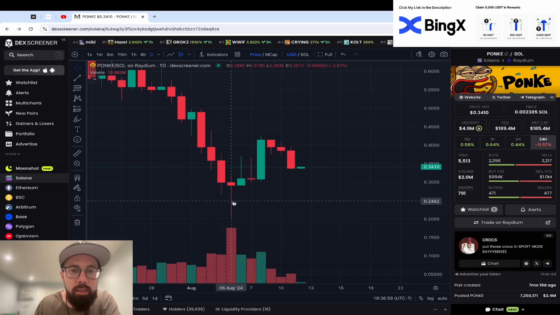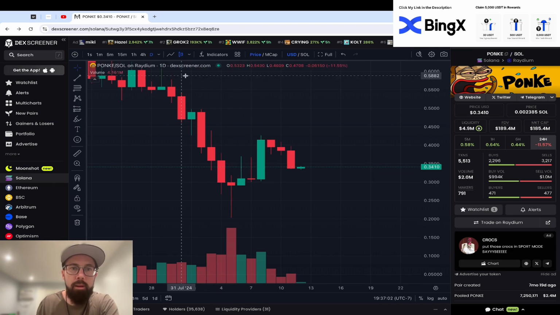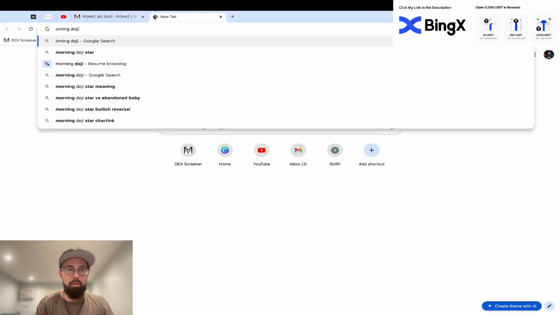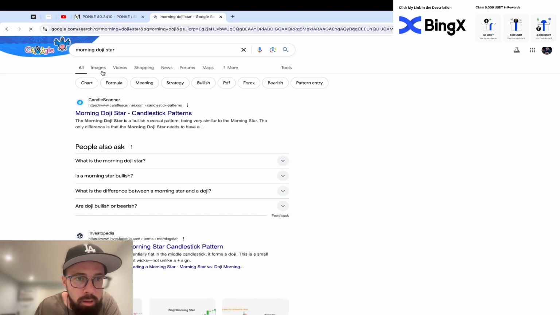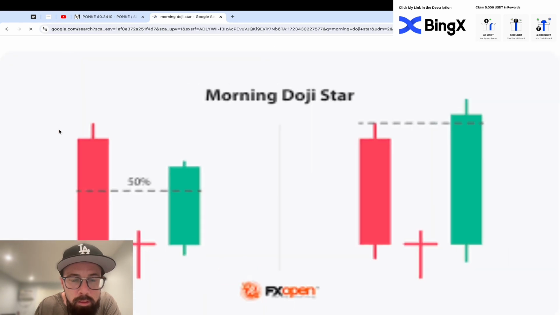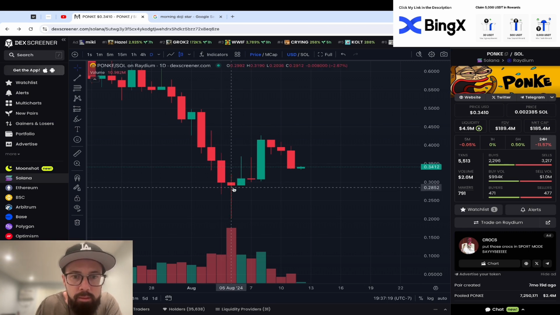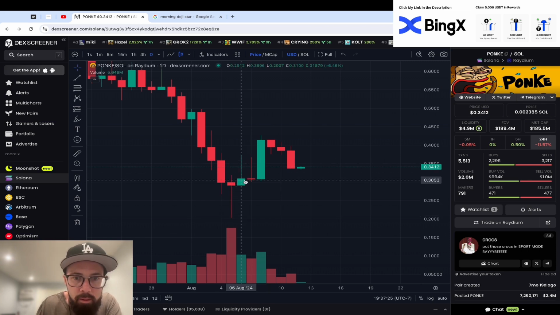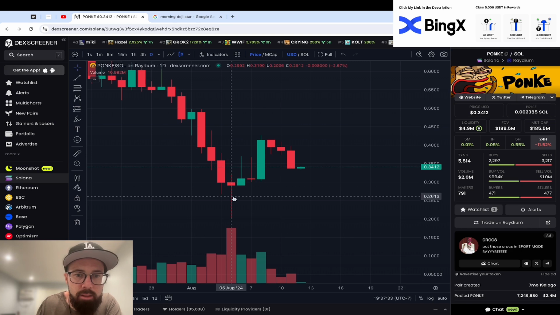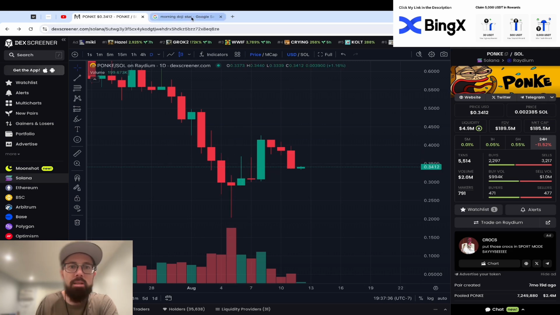This is a morning doji right here. This candle followed by the green one. Let me show you. This doji candle right here looks like a cross followed by a bullish candle, green one. Downtrend, you have this cross, very skinny bar, long wick at the bottom. Bullish candle right here. It's a little bit weak, to be honest, this green one. I'd like to see it more full. But in any case, you have the doji followed by the bullish candle. That's a morning doji star. And it moved from 20 cents to 41 cents.